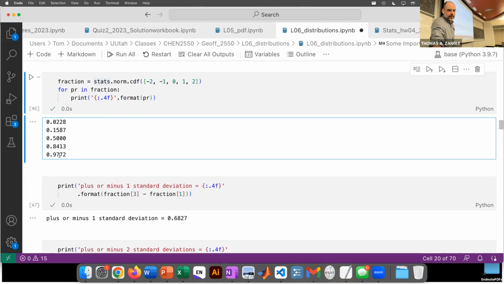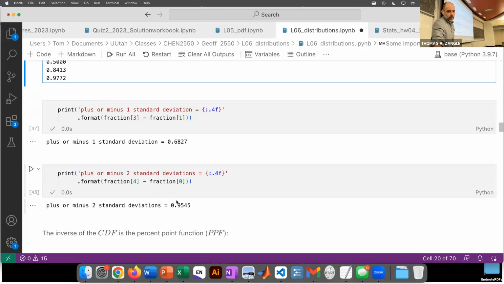And if we look at this value minus this value, that gives us the fraction of results that are within 2 standard deviations of the mean, and it works out to 0.954.